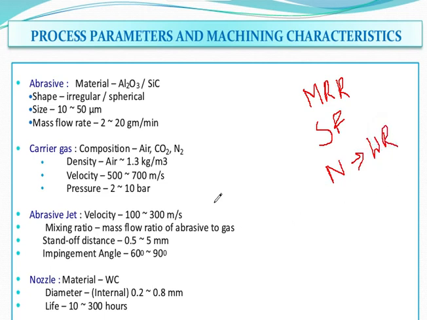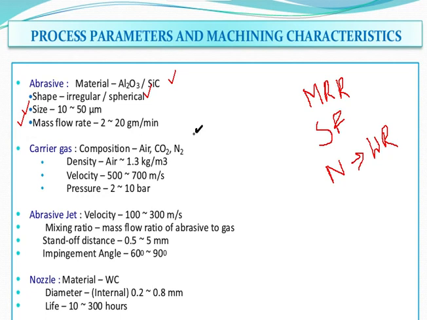Now, the process criteria are generally influenced by the process parameters that I am going to state below. First, we are talking about the abrasive. We are going to select aluminum oxide or silicon carbide. What type of shape should it be? It should be regular, irregular or spherical. The size should vary between 10 to 50 micrometer. And what should be the mass flow rate? It should be between 2 to 20 gram per minute.